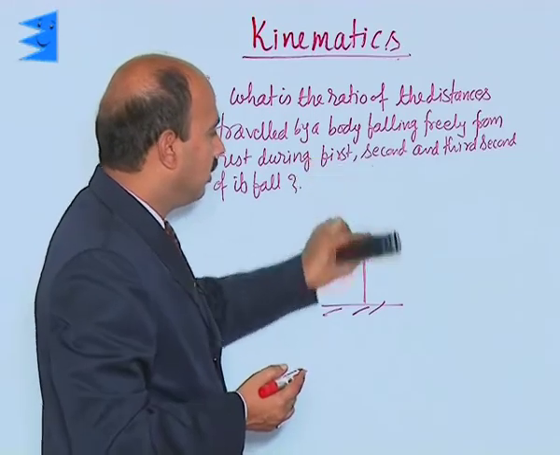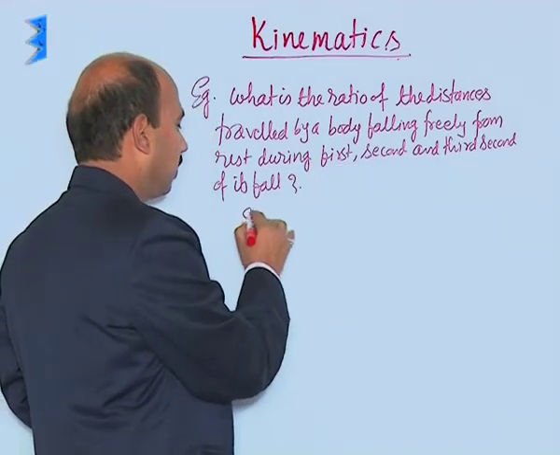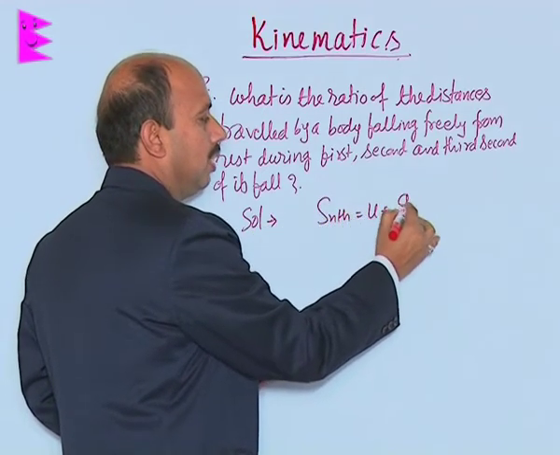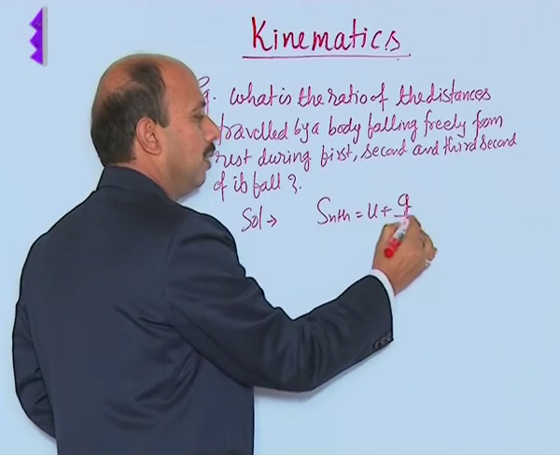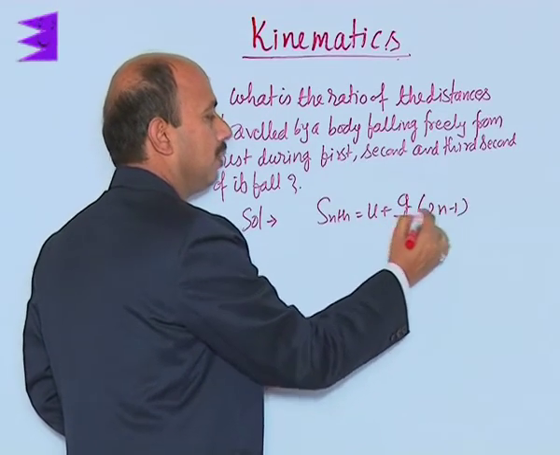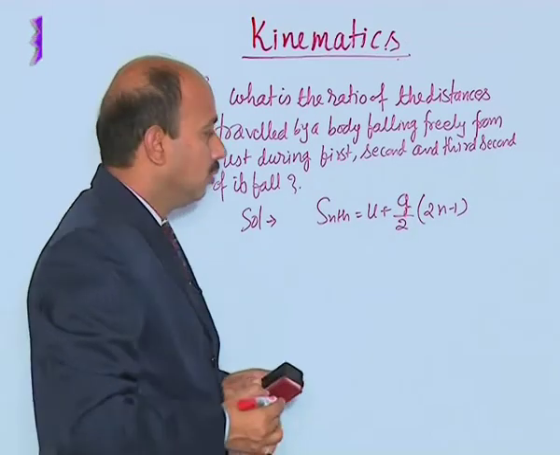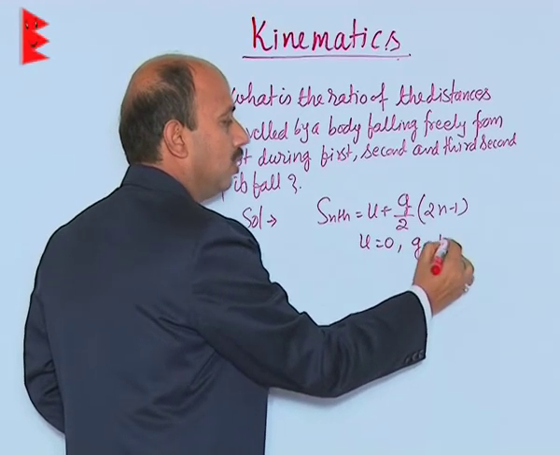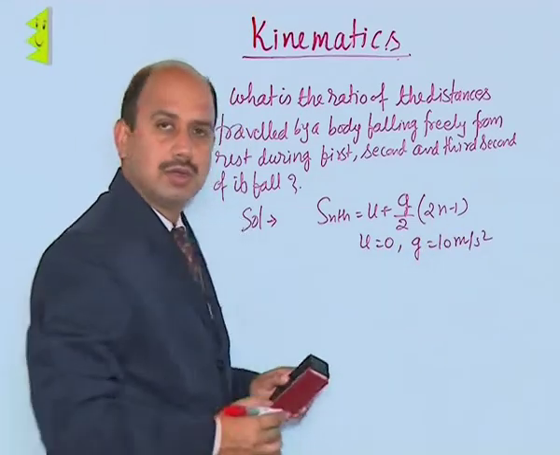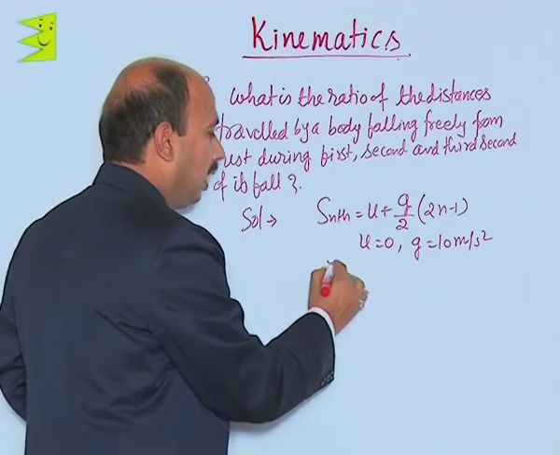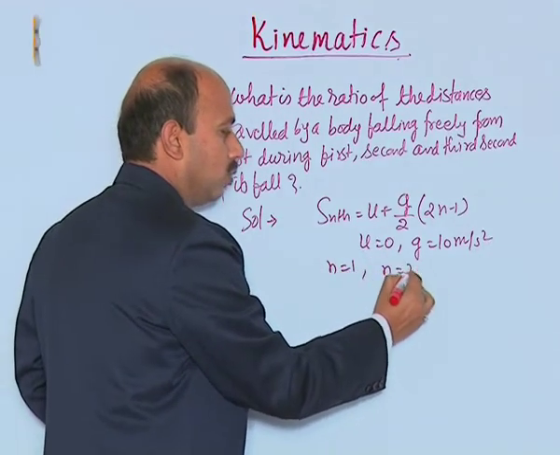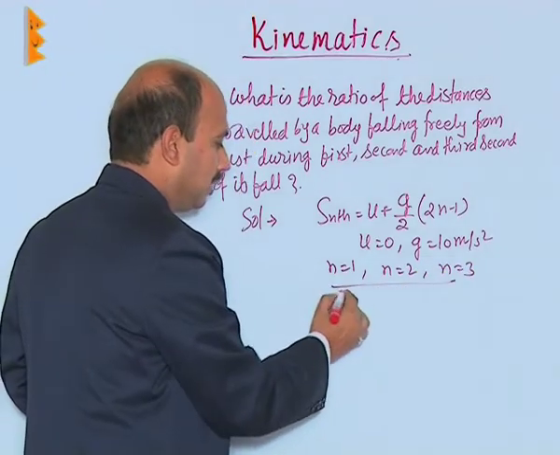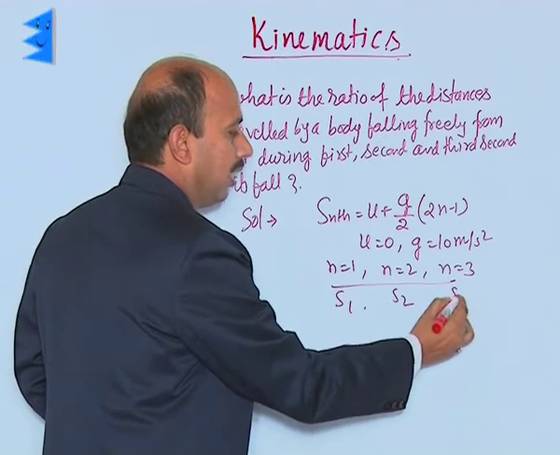So, for this there is a direct formula we can use, that is S_nth equal to u plus a by 2 times (2n minus 1). So, here we can write g by 2 into (2n minus 1). As we know, u is equal to 0 and g is equal to 10 meter per second square. If you put n equal to 1, n equal to 2 and n equal to 3, you will get the distances S1, S2 and S3.